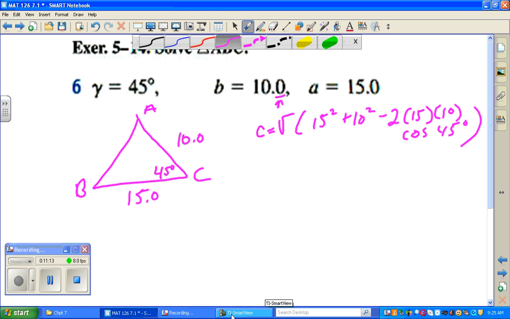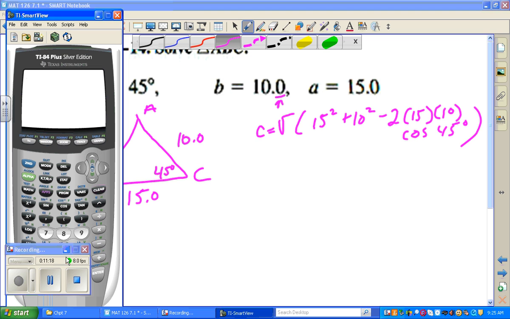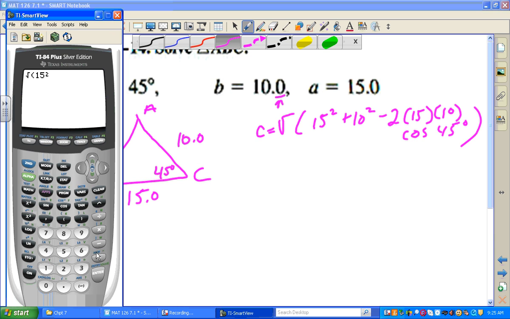It looks difficult, but it's actually very easy. Because you have this calculator, you can read everything. So, you take the square root. On this one, you have an automatic parentheses. 15 squared plus 10 squared minus 2 times 15 times 10 cosine 45. You need a double right parenthesis: one for the cosine and one for the radical.